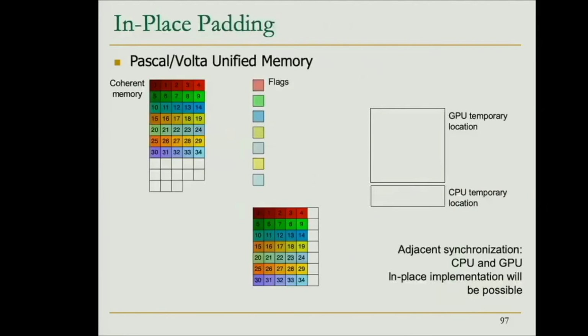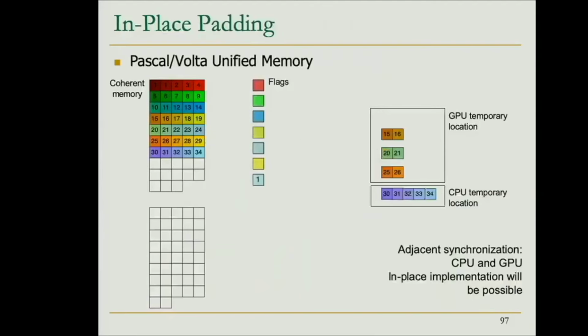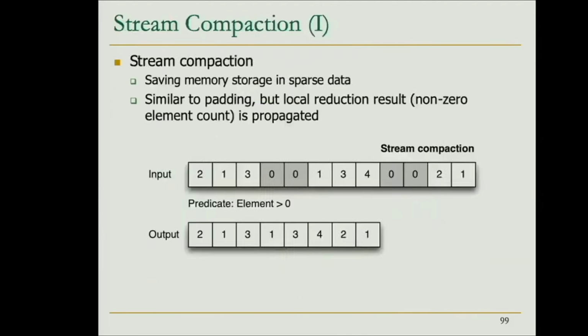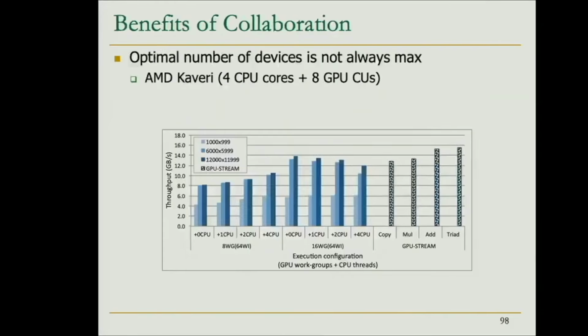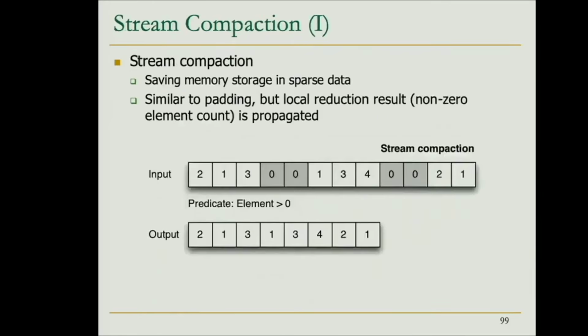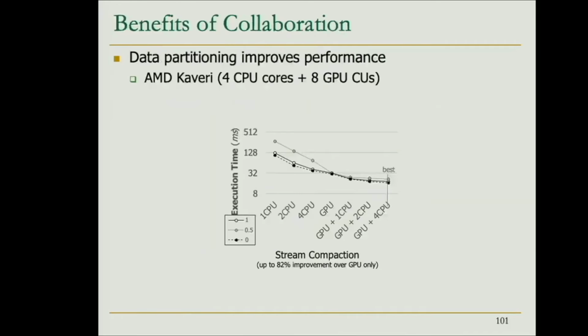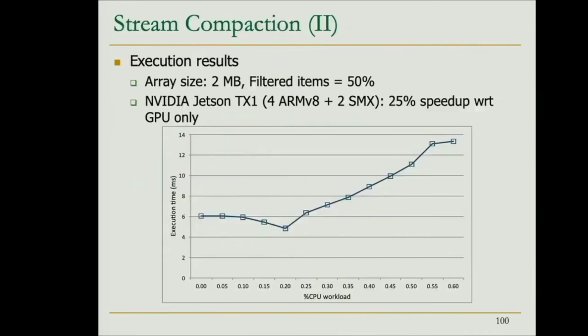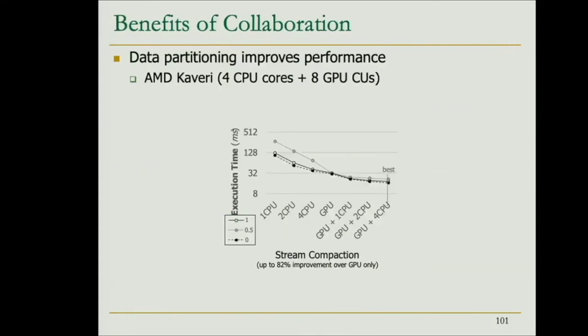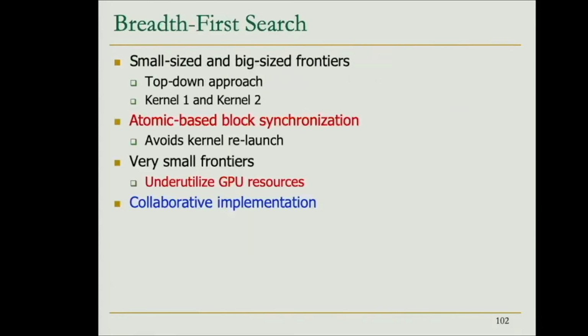Here you have a few more examples, padding. I want to go over these. You can see some results showing some performance improvement. This is another thing, string compaction. In this case, how much? 82% improvement on this AMD Kaveri over the GPU-only implementation. What else do we have? And this is breadth first search.